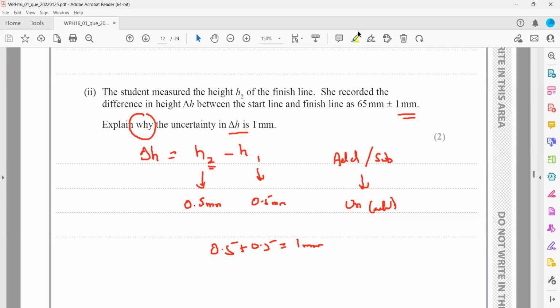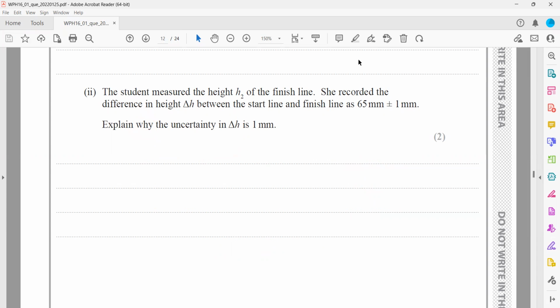So uncertainty always adds, even if the quantities are found by subtraction or addition. If a quantity is found by division or multiplication, then we add the percentage uncertainty of each quantity and then find the total value. So why is the uncertainty in delta H 1? Because delta H is calculated by H2 minus H1. So H1 should have an uncertainty of 0.5, H2 also 0.5. That's why the total uncertainty will be 1.